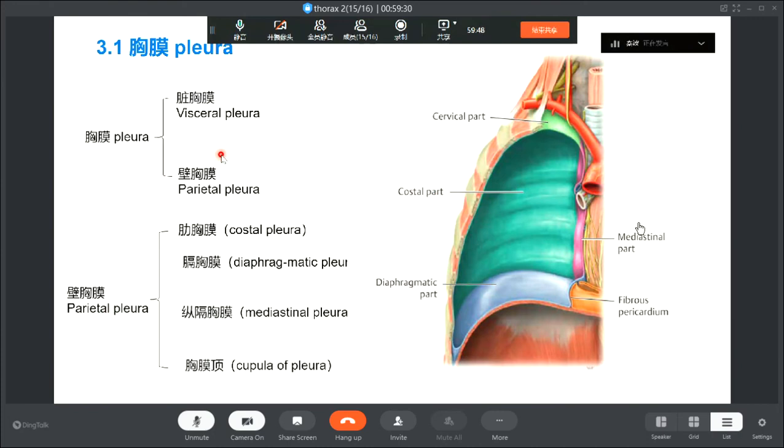So we can see the pleura can be divided into the visceral pleura and the parietal pleura. It can be divided into these two parts, and the parietal pleura is also divided into the costal part, the diaphragmatic part, the mediastinal part, and the cervical part.